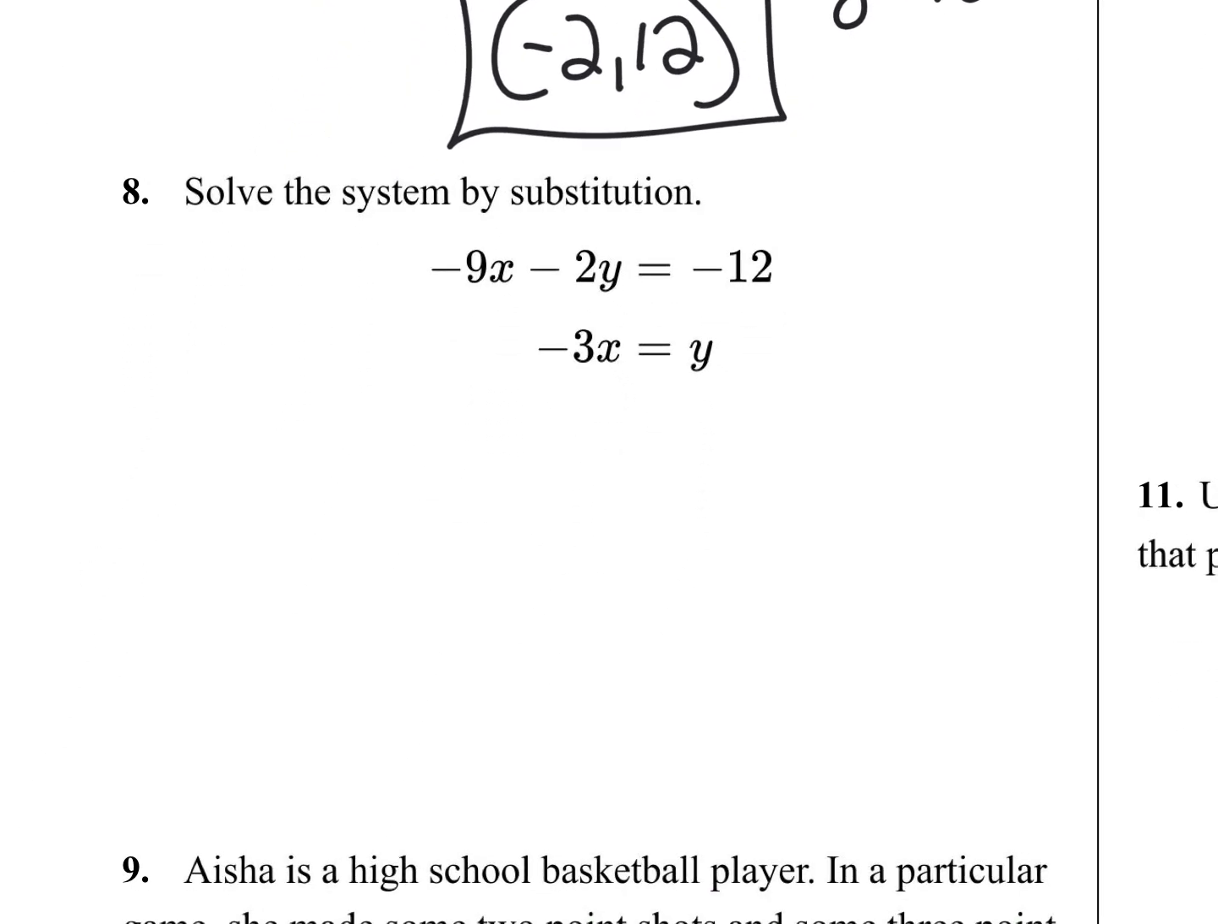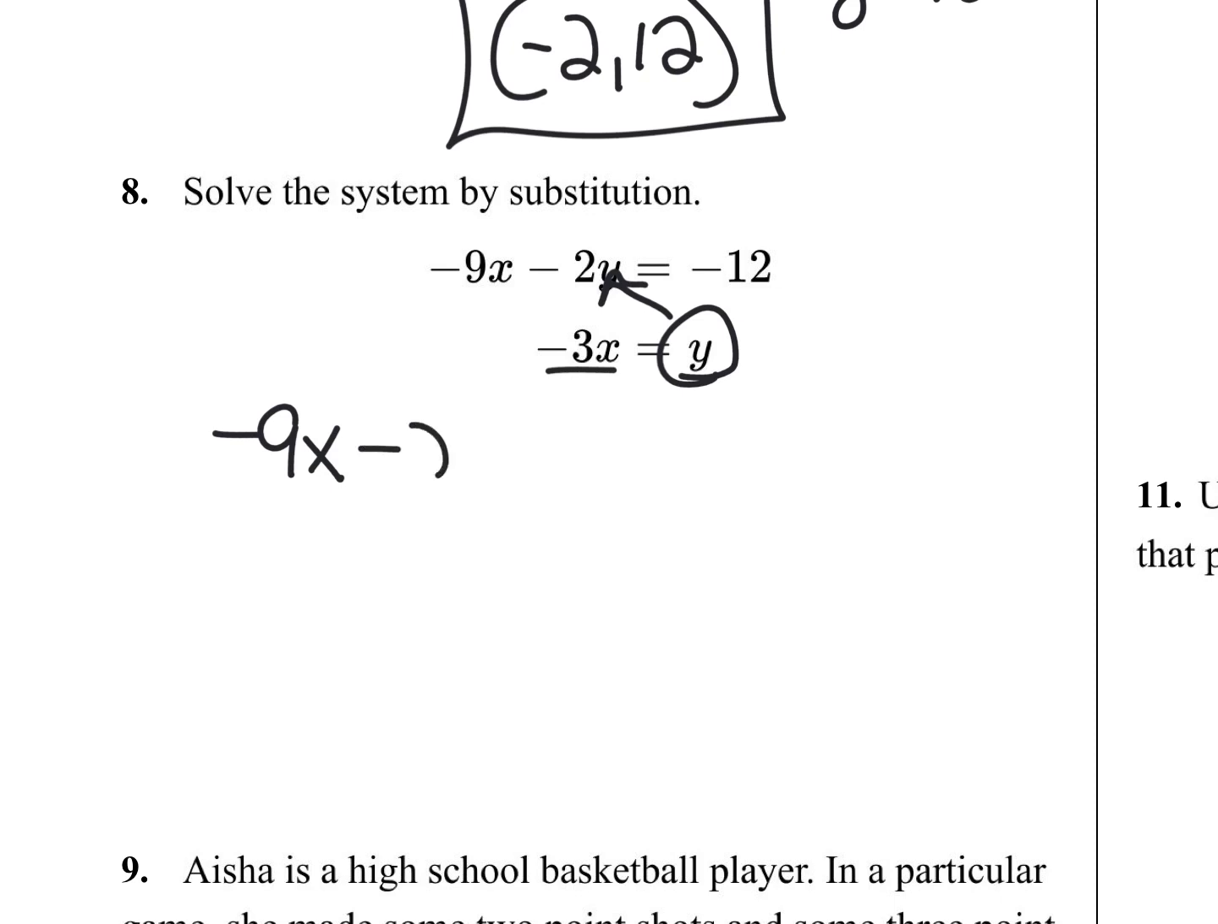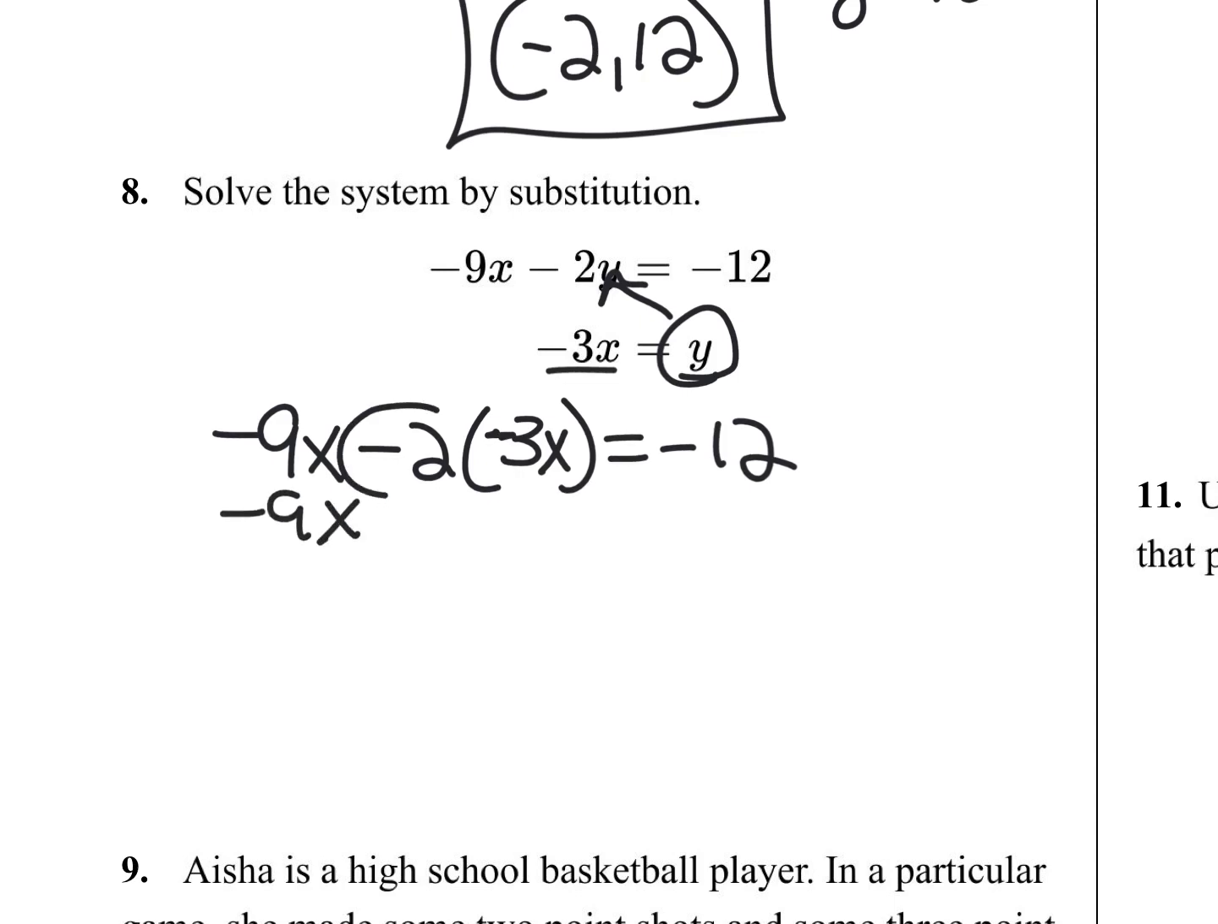Okay. This one says substitution as well, and we've got a variable by itself. So we're just going to substitute that y in the other equation with -3x. So -9x minus 2 times, we're substituting y with negative 3x, and just finish the equation out. So negative 9x, negative 2 times negative 3x is positive 6x. Excuse me, y'all. Equals negative 12.